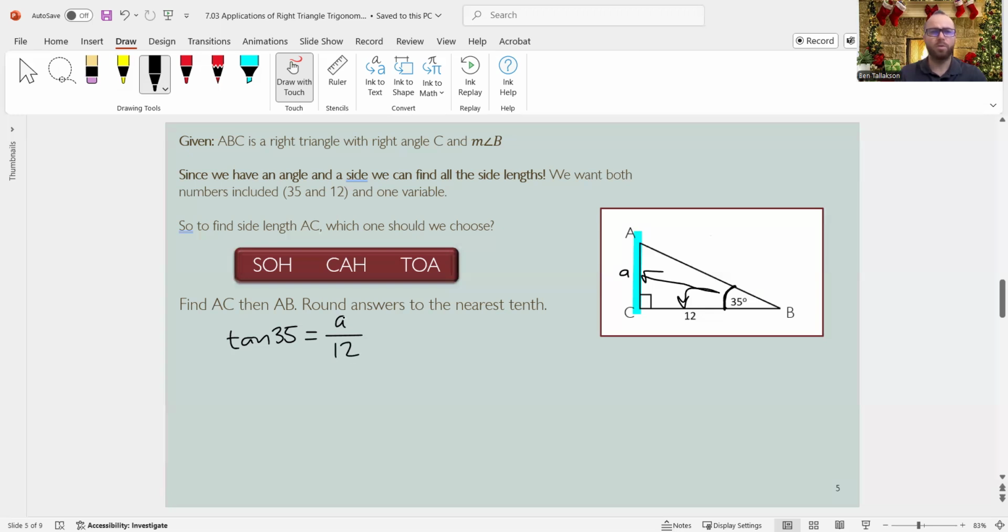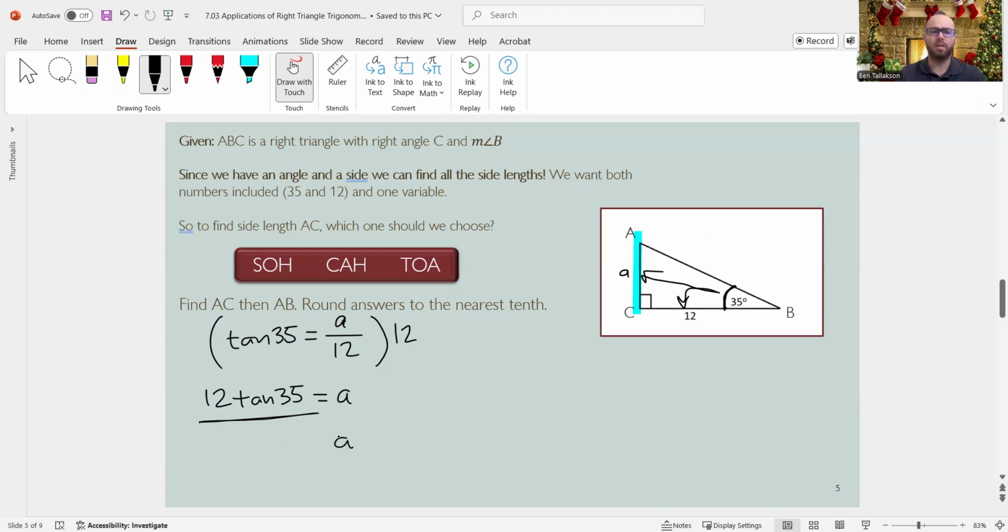That is an equation with one unknown variable, so we can definitely work this out. Tangent 35, if you plug that in your calculator, you're going to get an actual number. So don't let that throw you off. That is part of your equation. And to get a by itself, how would we do that? Well, you multiply everything times 12. So on the left, you get 12 tangent 35. On the right, the 12s cancel out, isolating that a. And now we can just plug this in to our calculator.